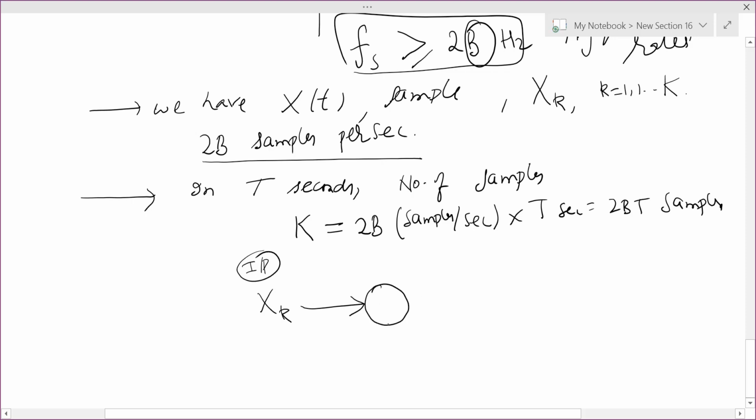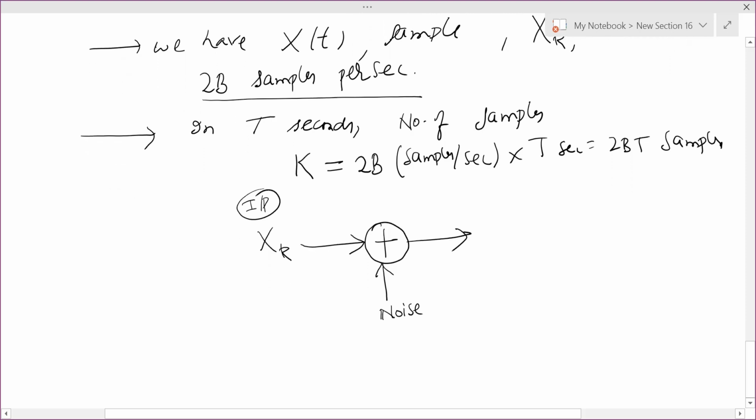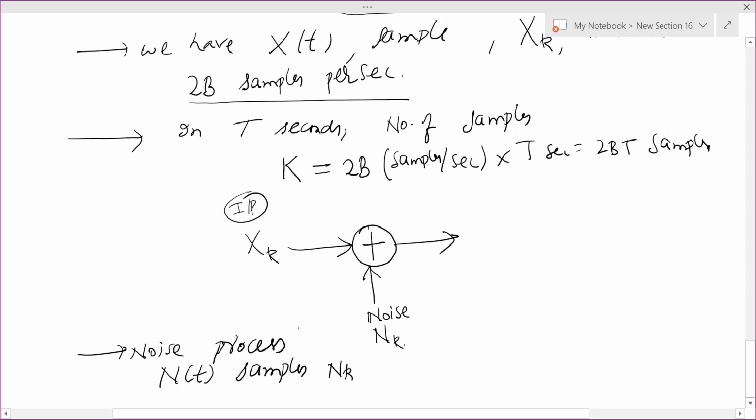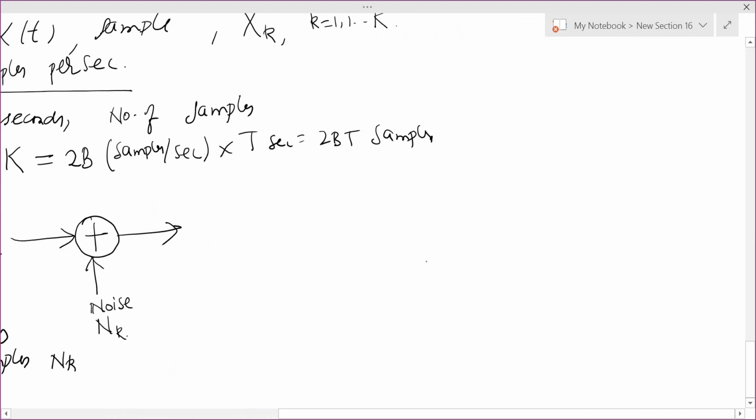What happens with a Gaussian channel, an additive channel, is that here is this plus, here is a noise. Okay, so everything is considered in samples. So the noise process, the noise which gets added, is n of t. But since we are sampling everything, its samples will be denoted by nk. Okay, so let me demonstrate it here. Suppose this is the noise.